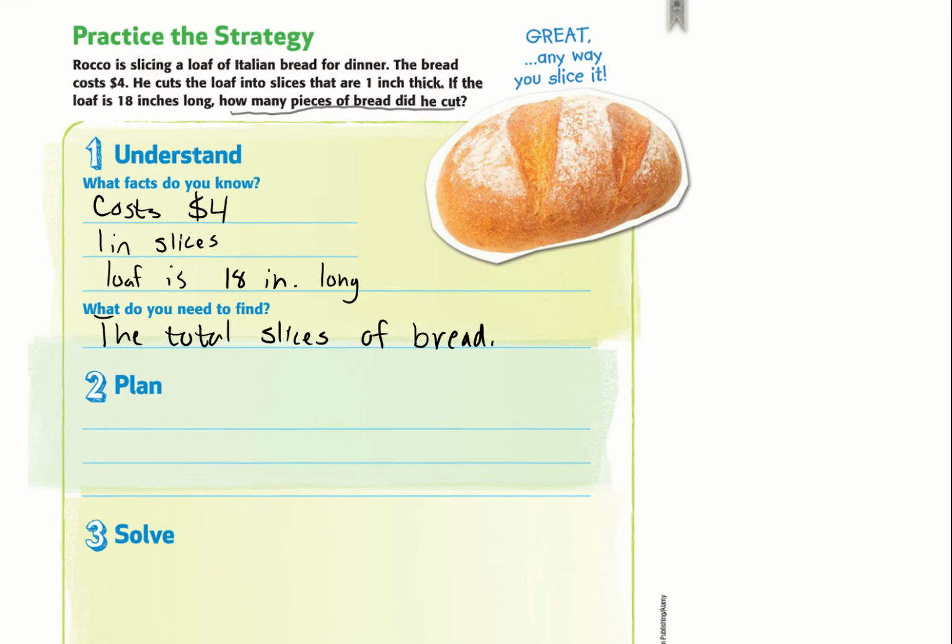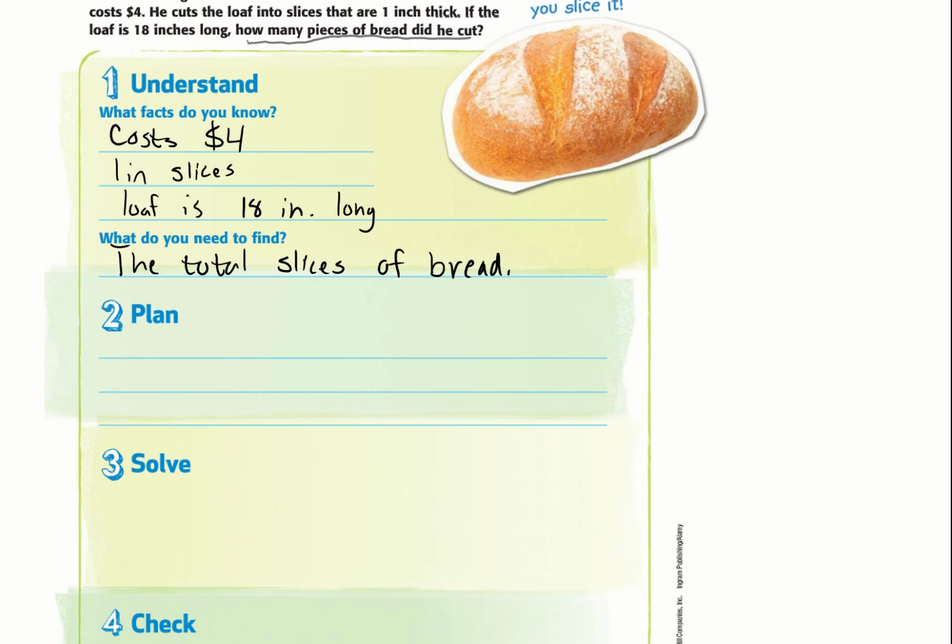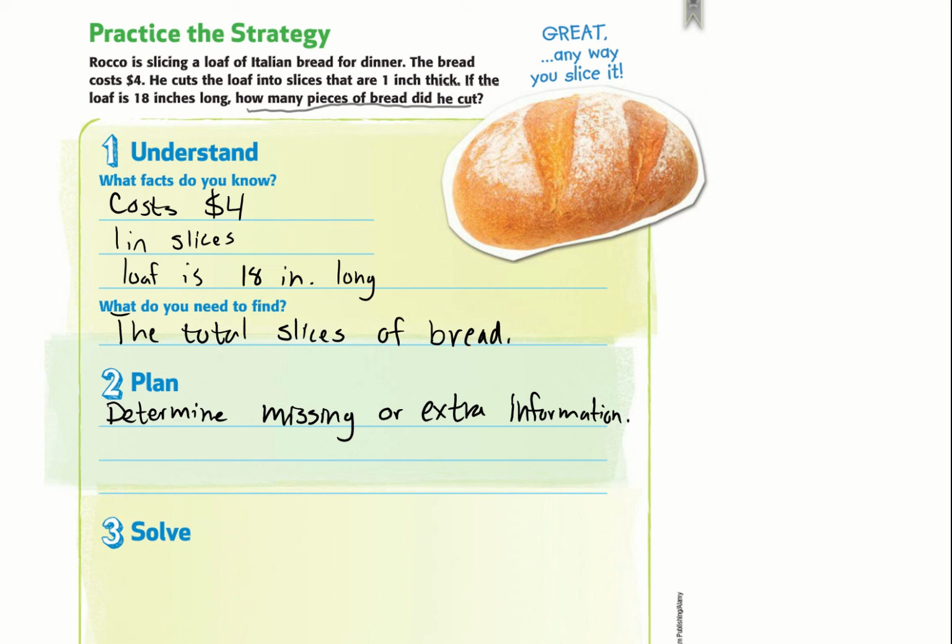So number 2, plan. So we have to plan, determine missing or extra information. So if we look back at the problem, it says Rocco is slicing a loaf of Italian bread for dinner. The bread costs $4. He cuts the loaf into slices that are 1 inch thick. If the loaf is 18 inches long, how many pieces of bread did he cut?